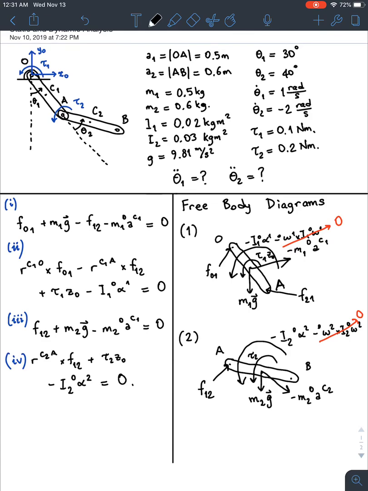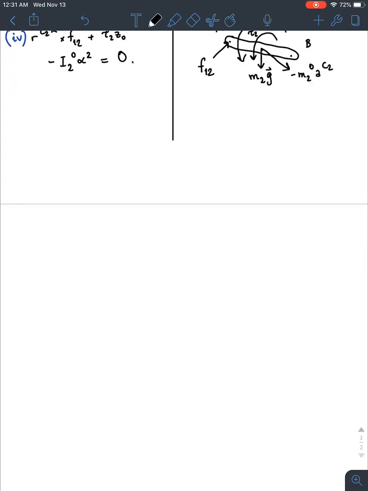Remember that, again, I forgot to write the question here. I wrote it, but I forgot to talk about it. I am giving you the torques at a particular moment in time, and if the torques are given by these numbers, what are the angular accelerations of each of the rigid bodies? In other words, what is theta 1 double dot and what is theta 2 double dot?